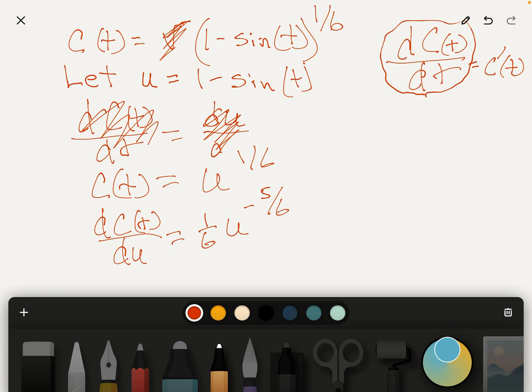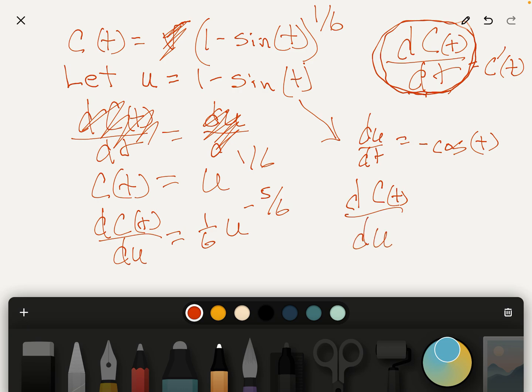Okay. And what we also want to find now is du dt. Well, that's where we refer here. That's easy. du dt is negative cosine t. Now here's the secret for me that helps me make sure I don't make a mistake. If we want to find dc dt, well, we ought to be able to multiply the following two terms, dc du, and then du dt.